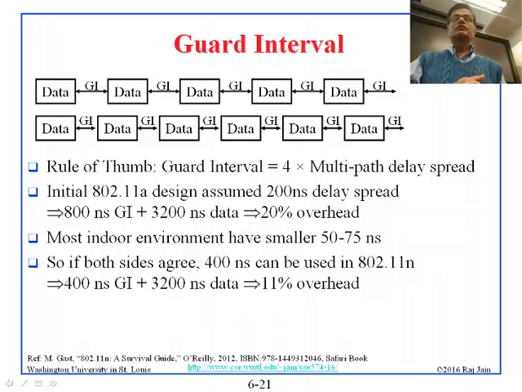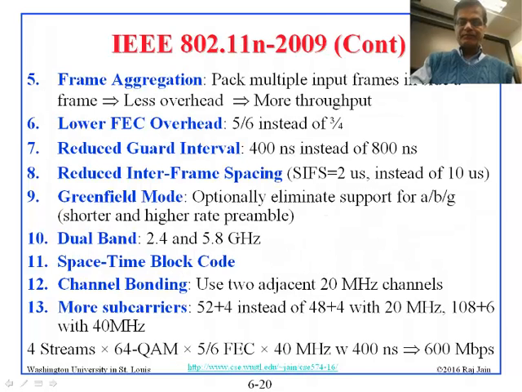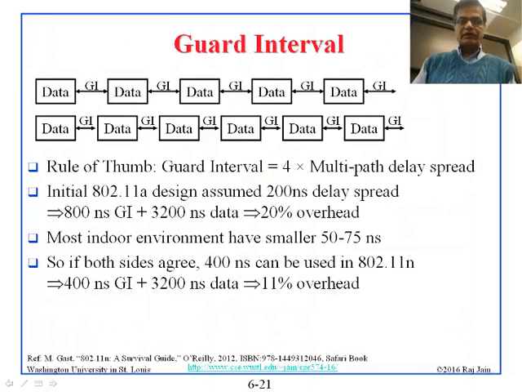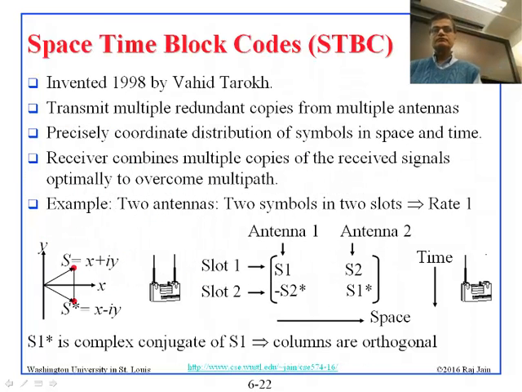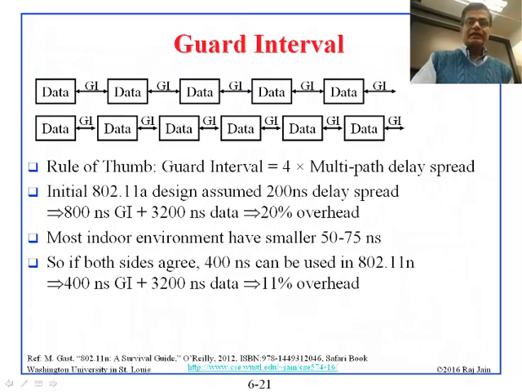Right? So the overhead would be, instead of 1.22, it will be 1.11. I mean, you can think of it as a multiplier here. For 400 nanosecond, you get about 11% less overhead, whatever. So that is how you calculate. Okay, so everybody understands the guard interval and how it goes into the picture.